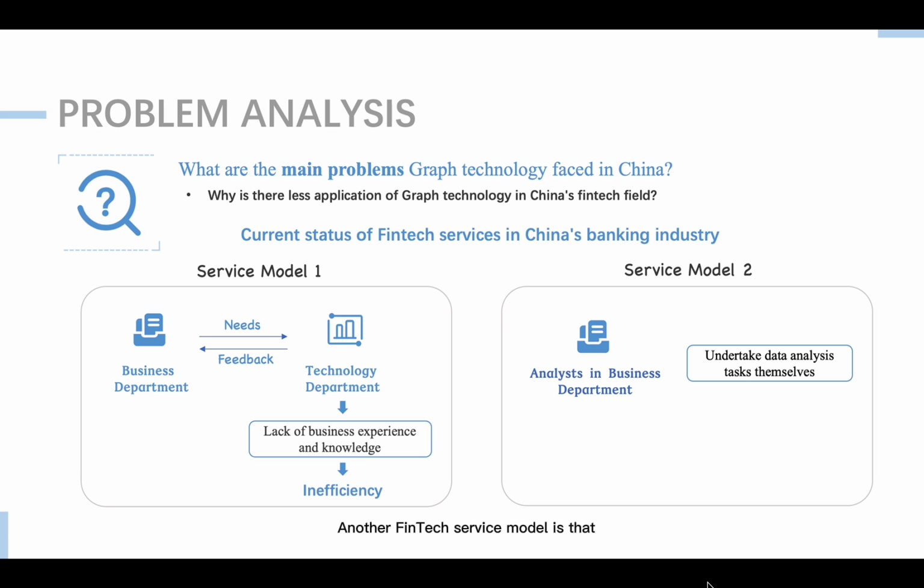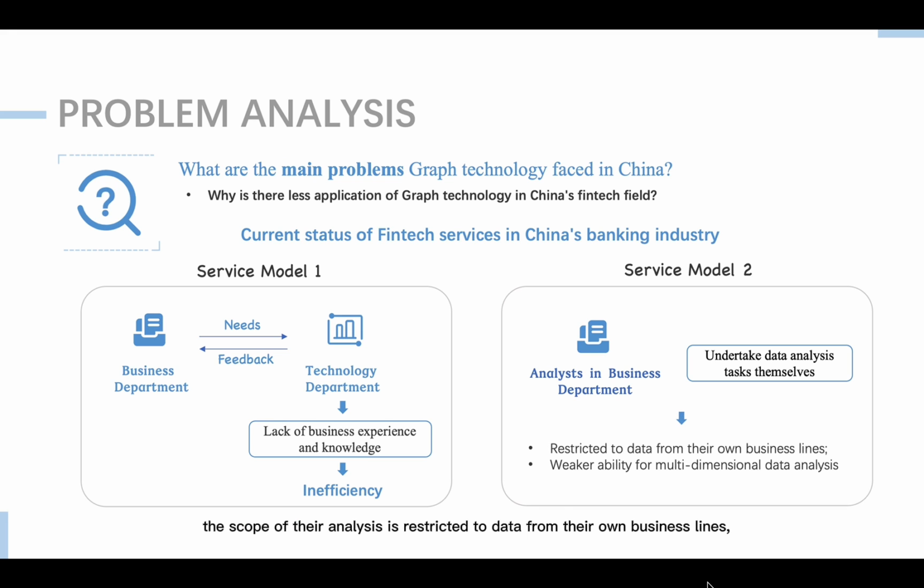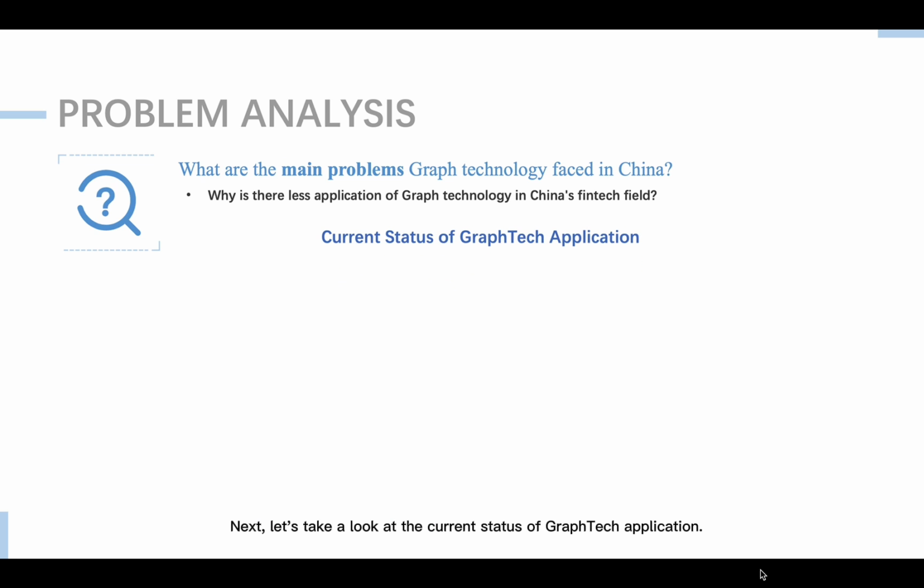Another fintech services model is that business side undertake data analysis tasks themselves. The problem of this model is that the scope of their analysis is restricted to data from their own business lines, which is precisely the focus and difficulty of China's fintech development at present. Next, let's take a look at the current status of graph tech application.